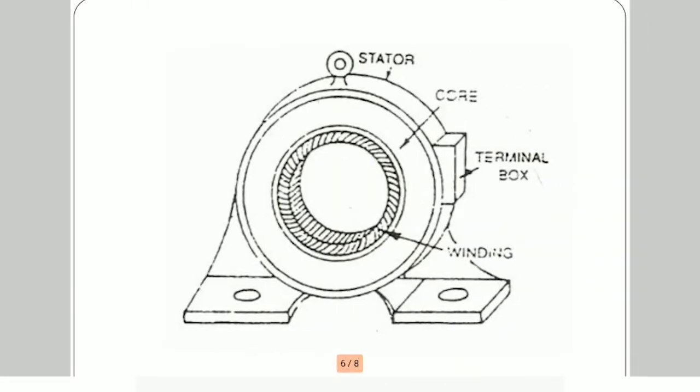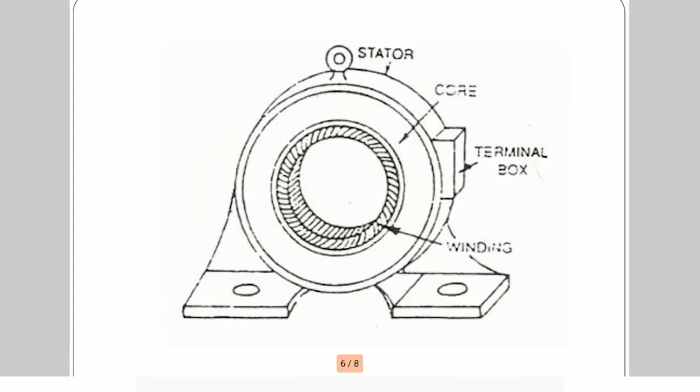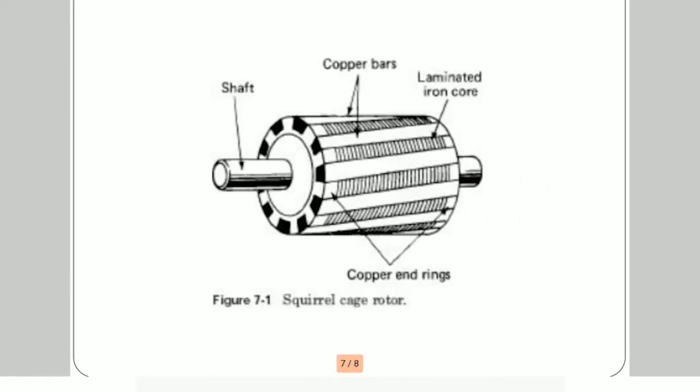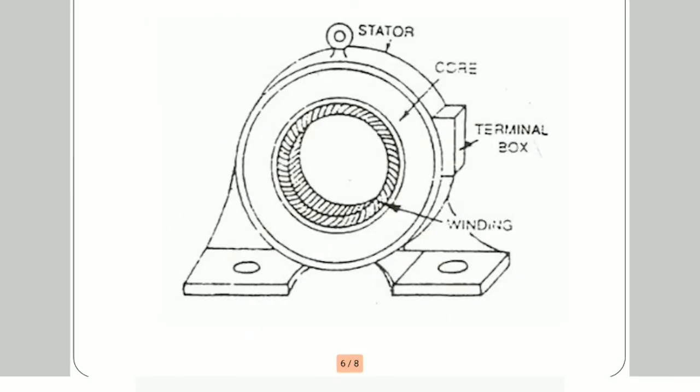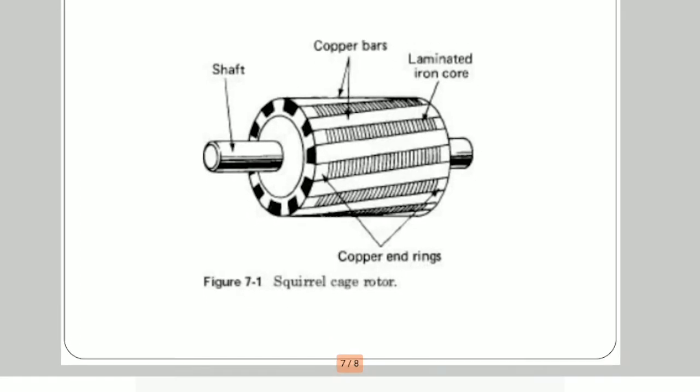So students, you draw this diagram on your sheet. This is the induction motor stator. It has many parts: stator core, then terminal box, winding. So you draw this diagram on your sheet as it is. Similarly, you should also draw this diagram as well. Simply make two parts of your sheet, and on the left hand side you should draw this diagram, and on the right hand side you should draw this diagram.